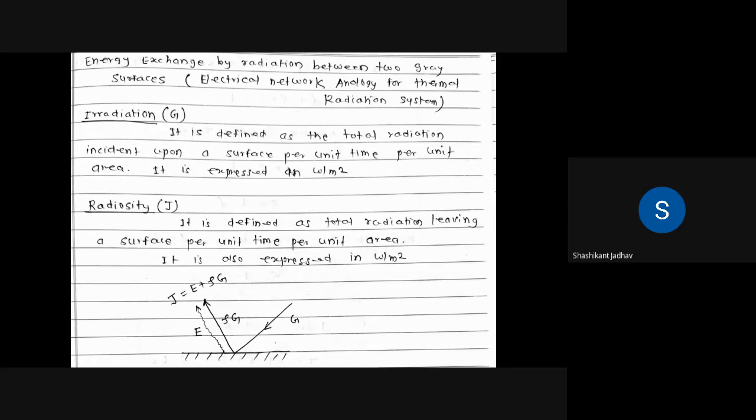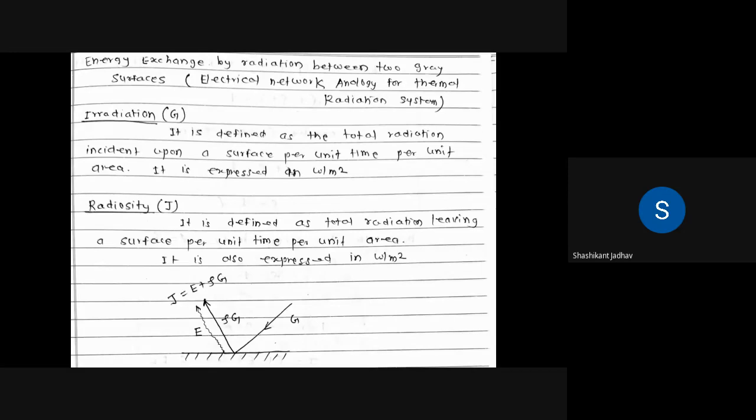G. So therefore we have to draw two arrows for the radiation: one arrow for the radiation emitted from the surface, denoted by capital E, and another arrow for the reflected radiation, whose value is rho into G. The addition of these two is nothing but the amount of radiation leaving the surface. So therefore J is equal to E plus rho G.